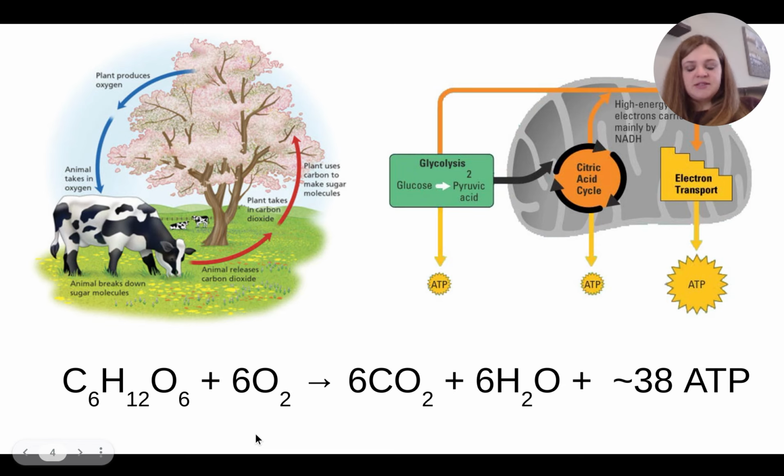So this equation is balanced. By adding these 6's in here, we can see that the number of carbons on this side are equal to the number of carbons on this side. The number of H's should equal the number of H's on this side, and O's should be the same on this side as well as on this side.